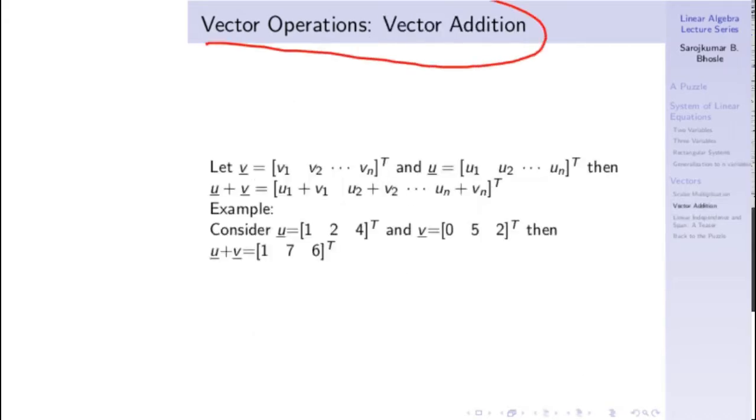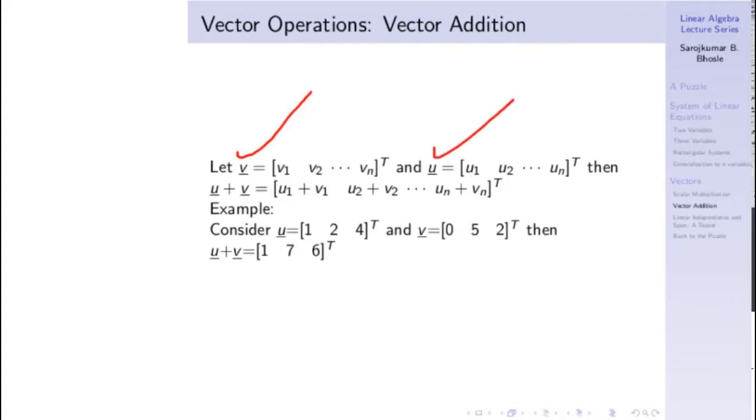Now coming to vector addition. For vector addition, we need two vectors. It maps two vectors into a third vector. So we have vectors u and v. The addition of these two vectors is nothing but the addition of their corresponding components. For example, if u is 1, 2, 4 and v is 0, 5, 2, then their addition is the addition of their corresponding components. So 1 plus 0 is 1, and u plus v is 1, 7, 6.